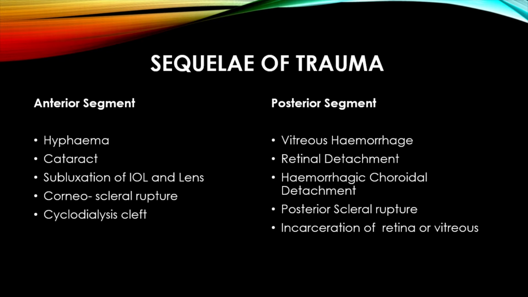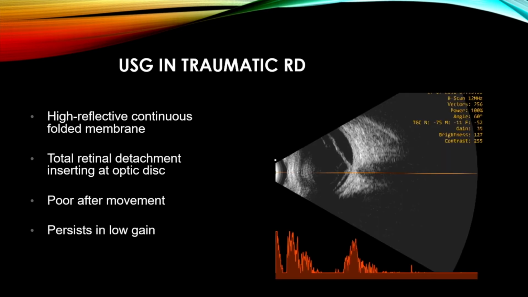In the anterior segment, the common things post-trauma are hyphema, cataract, subluxation of IOL and lens, corneoscleral rupture, and cyclodialysis cleft. In the posterior segment, the manifestations are vitreous hemorrhage, retinal detachment, hemorrhagic CD, posterior scleral rupture, and incarceration of retina or vitreous. So the common finding of USG in a traumatic RD consists of a high reflective continuous membrane with attachment to the ONH, and it shows a poor after-movement, and it persists in the low gain.